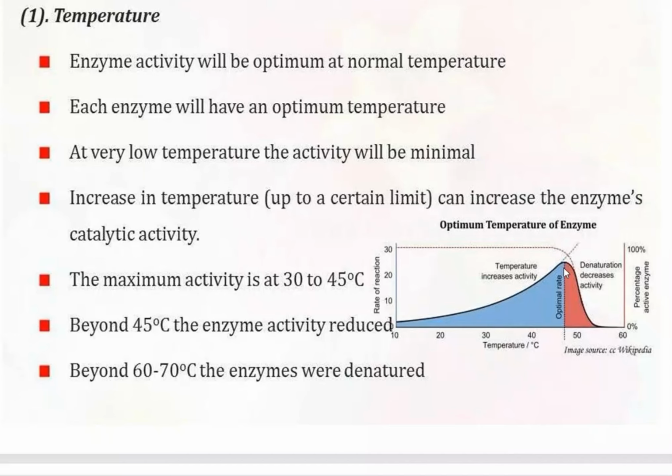So the maximum activity is around 30 to 45 degrees Celsius. Beyond 45 degrees, enzyme activity is reduced, and beyond 60 to 70 degrees the enzyme is denatured. So this is the important criterion to understand about the effect of temperature on activity.